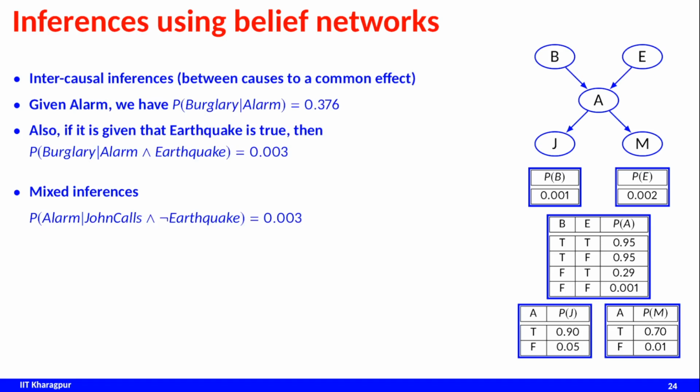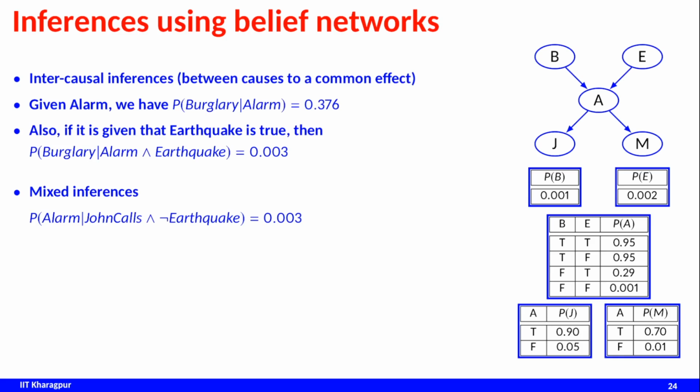We can also proceed in a similar manner with intercausal inference, a more complicated one. Say given the alarm, we want to identify with what probability the burglary has happened. If the alarm goes off, what will be the probability that the burglary actually happened? So it will be P of B given A. If we determine it, it will be 0.376.